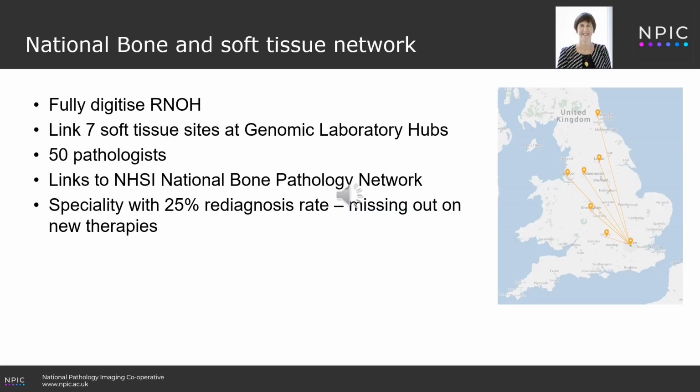The second outcome is to fully digitize the Royal National Orthopaedic Hospital and link up to 7 hubs to enable sharing of images. This will connect up to 50 pathologists across England, and NPIC will address the serious growing shortage of expertise in bone and soft tissue pathology in the country.